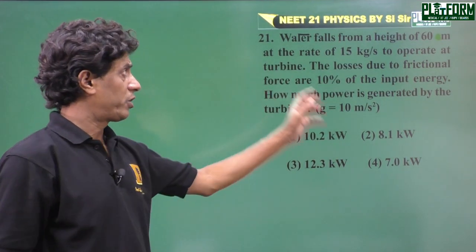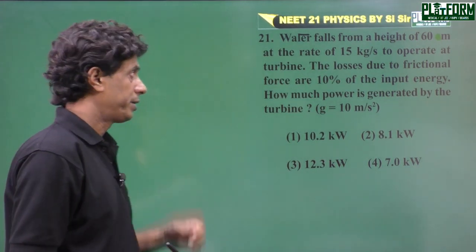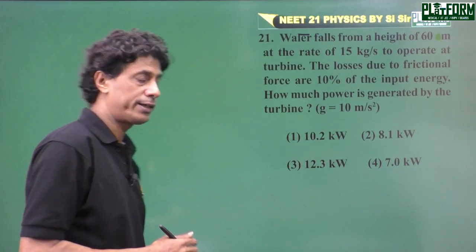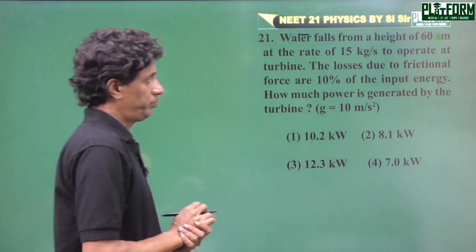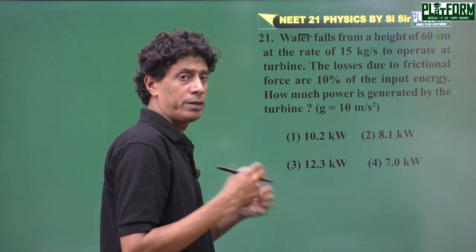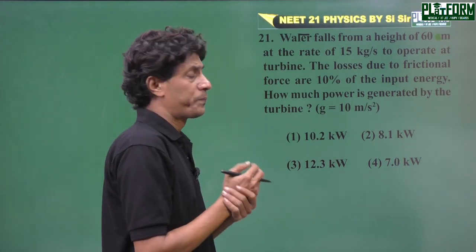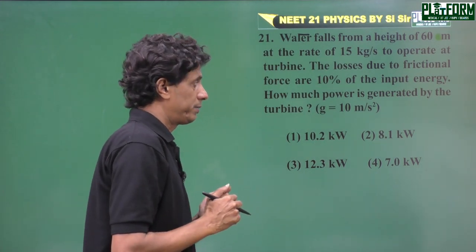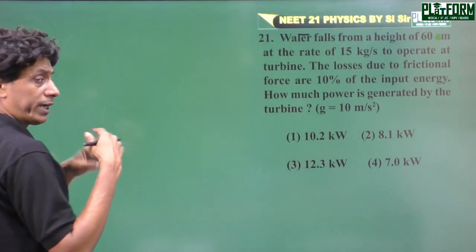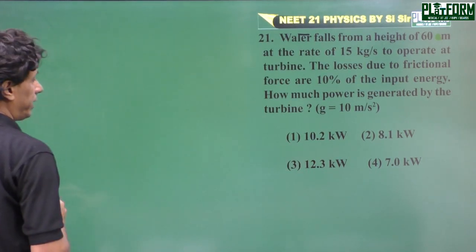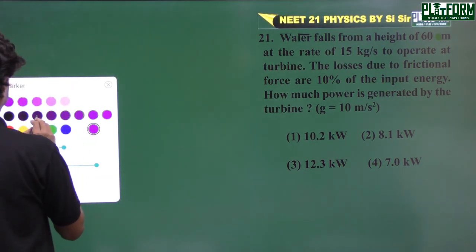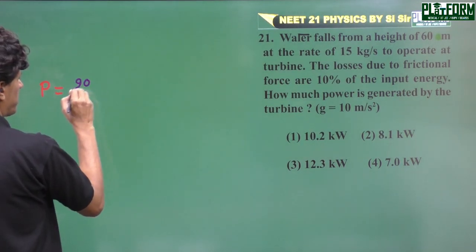Question number 21. Water falls from a height of 60 meter at the rate of 15 kg per second to operate a turbine. The losses due to frictional force are 10% of the input energy. How much power is generated? So in the case of a turbine, water falls on the blade of the turbine because of the kinetic energy of the turbine blade. The electric energy is generated here, but due to the frictional force, 10% of the energy is lost. So 10% of power is lost, that is, 90% of energy is converted into electric energy.